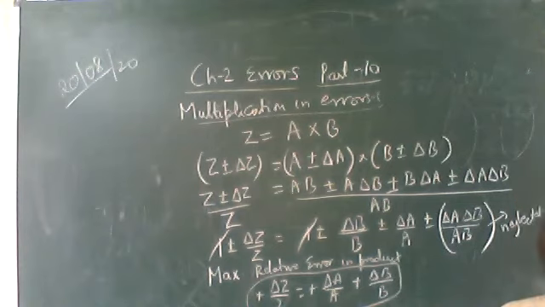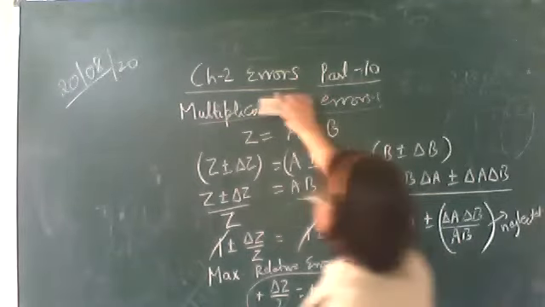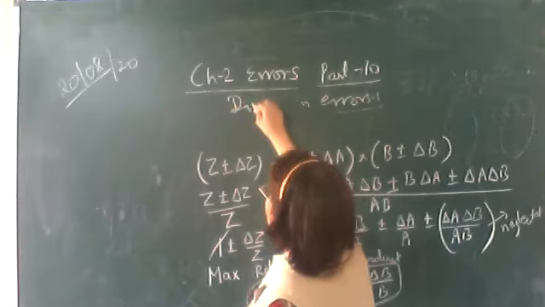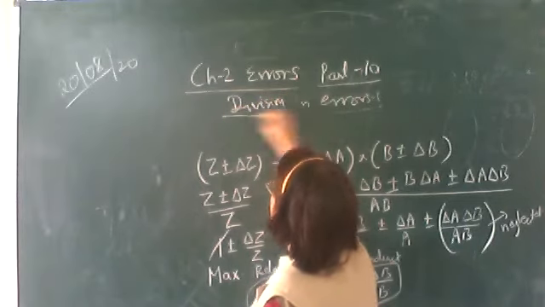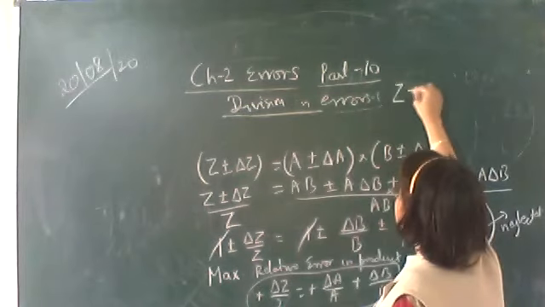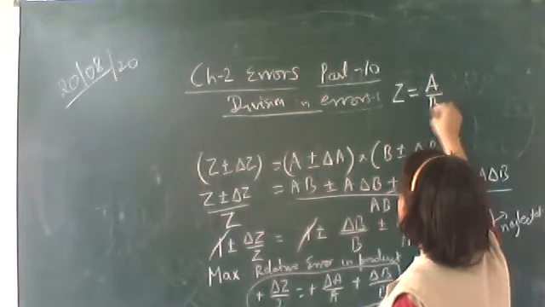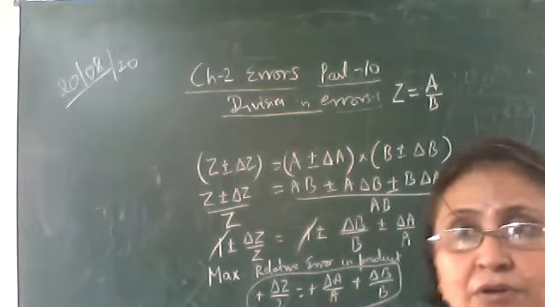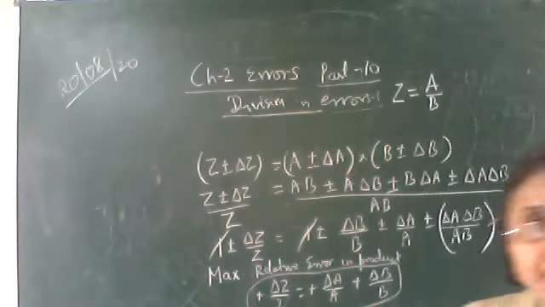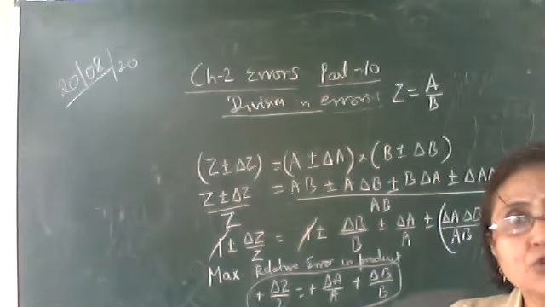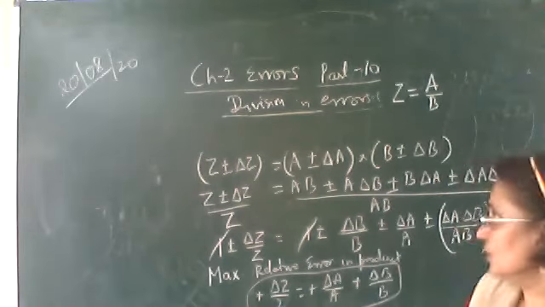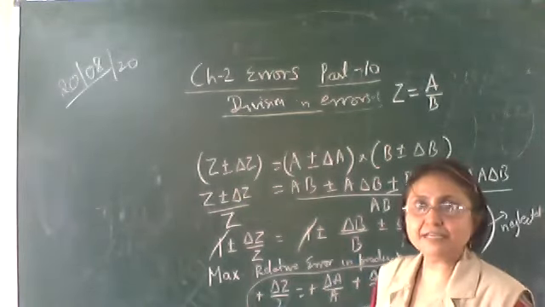The same way for division also. Let's find the errors in division. Let the true values be divided and the quotient is z. So z is equal to a upon b. Now when the measured values are divided, again the quotient will have some absolute error. Let it be plus minus delta z. So the quotient can be written as z plus minus delta z.